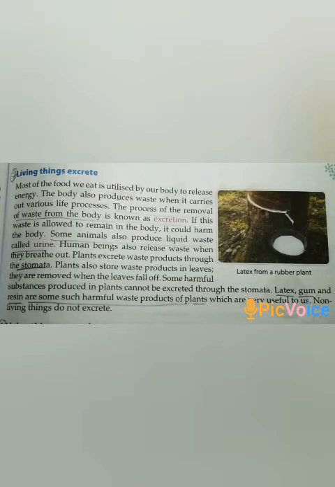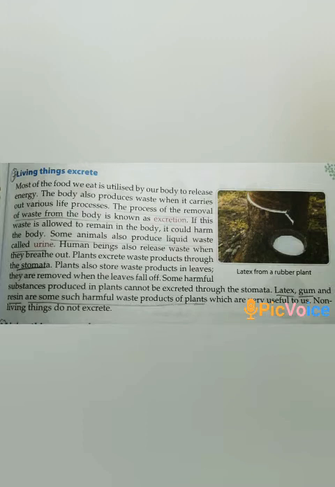Seventh characteristic is living things excrete. Most of the food we eat is utilized by our body to release energy. The body also produces waste when it carries out various life processes. The process of the removal of waste from the body is known as excretion. If this waste is allowed to remain in the body, it could harm the body.